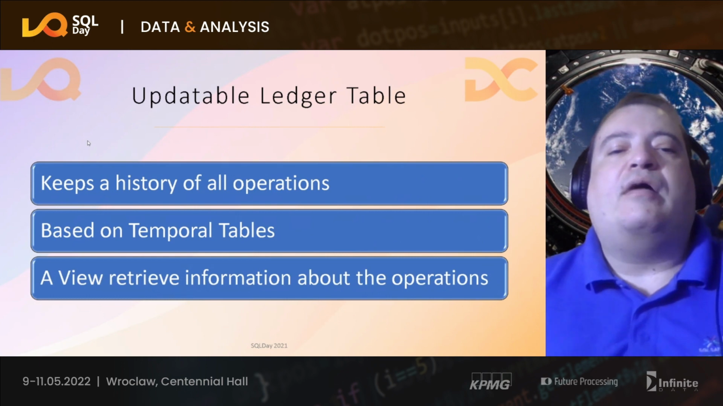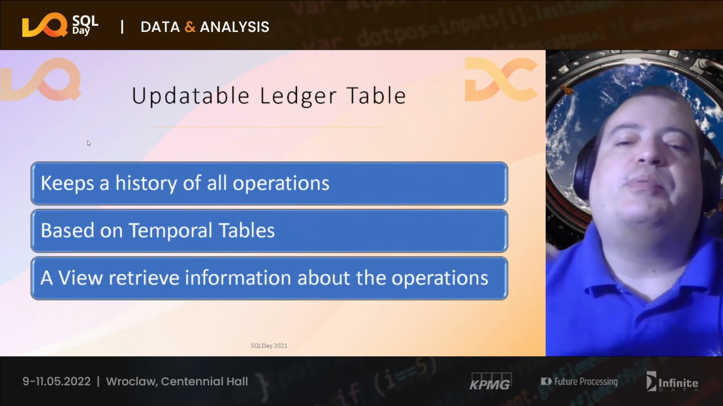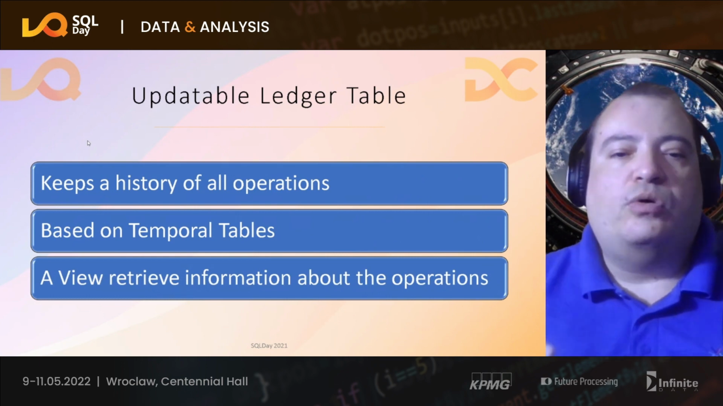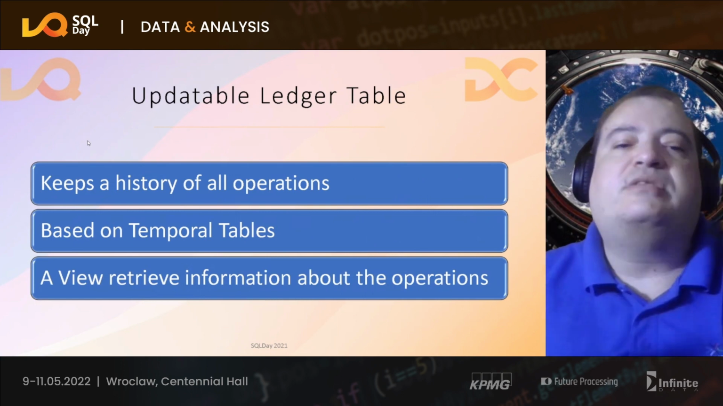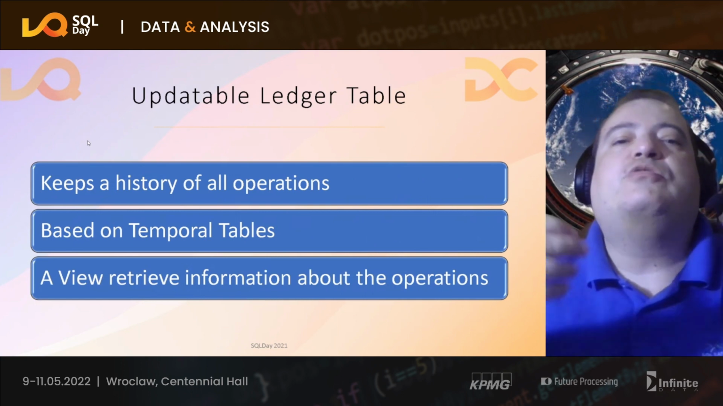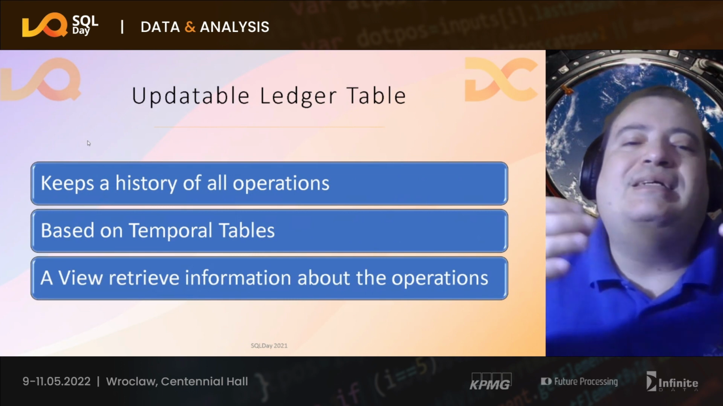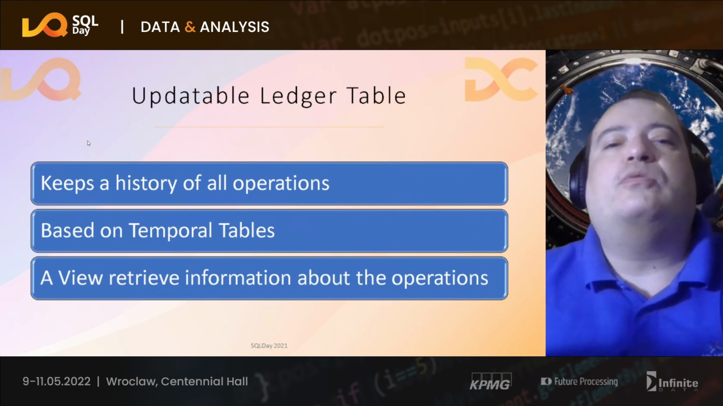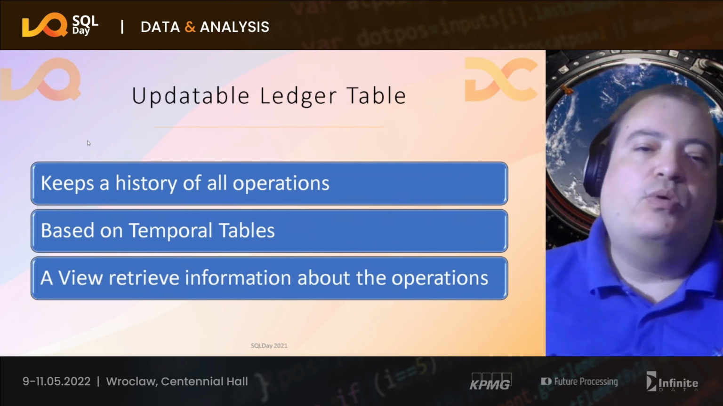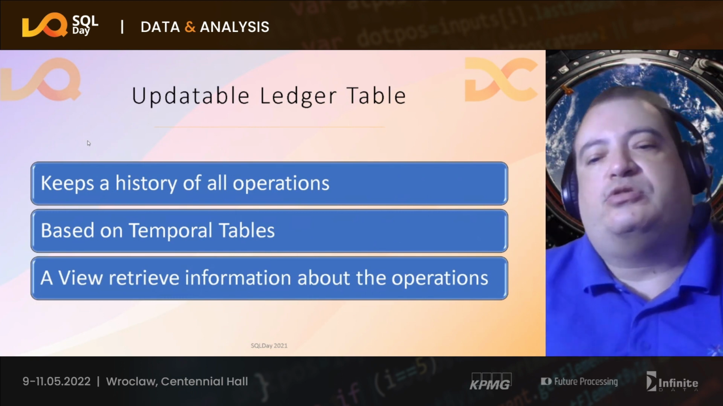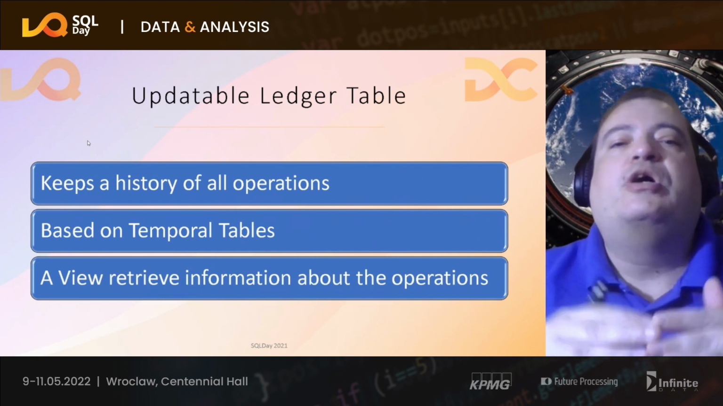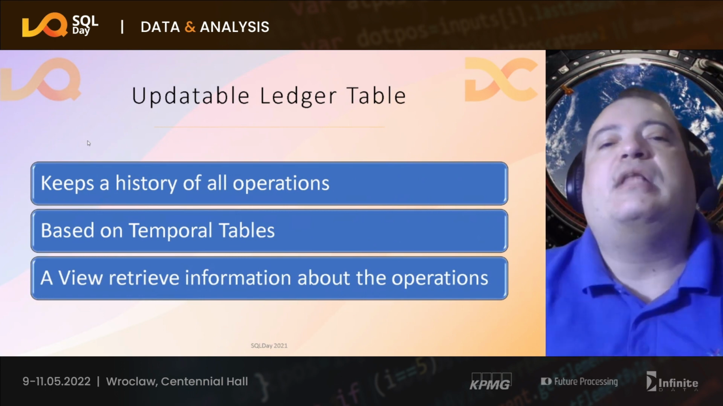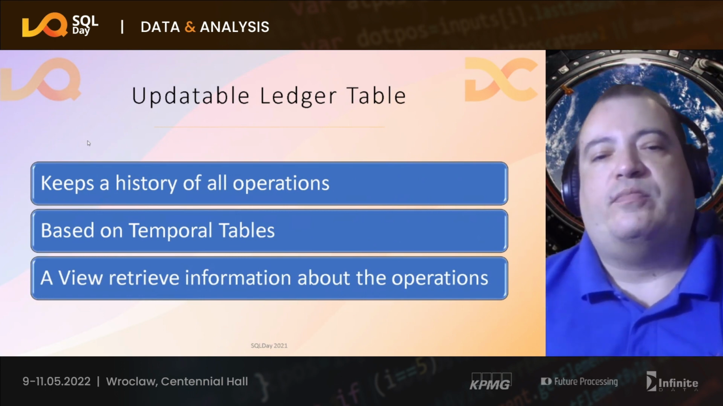A view retrieves information about the operations. So the history is saved, but it's not very easy to query. So for every table, a view is built to retrieve the operations executed on our ledger table.